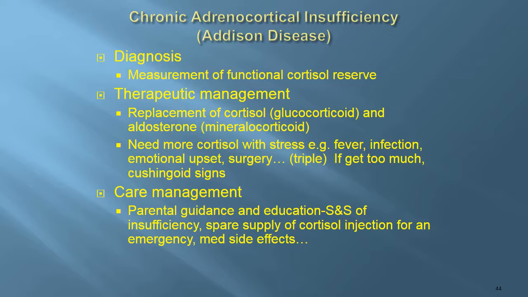Chronic adrenocortical insufficiency, or Addison disease, is diagnosed through measurement of functional cortisol reserve. The therapeutic management includes replacement of cortisol, or glucocorticoid, and aldosterone, the mineralocorticoid. These individuals need more cortisol with stress, such as fever, infection, emotional upset, and surgery. The dosage must be tripled to accommodate the body's increased need for glucocorticoid. If they get too much, they may develop Cushingoid signs.